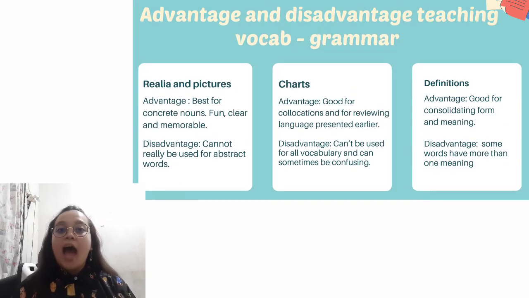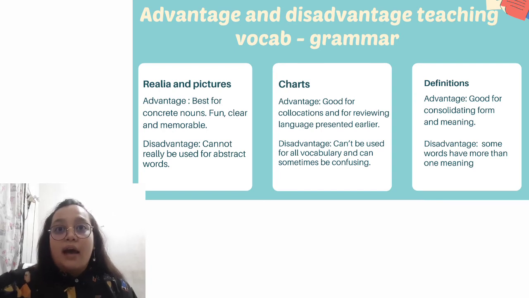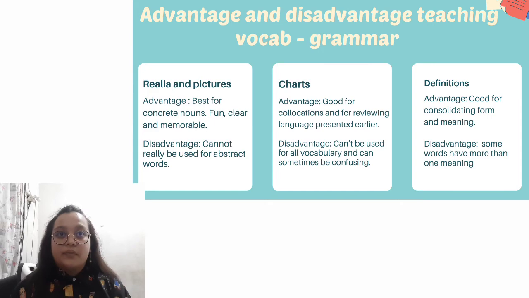Managing teaching vocabulary and grammar. Number 1. Realia and pictures. Advantage: best for concrete nouns, fun, clear, and memorable. Disadvantage: cannot really be used for abstract words.